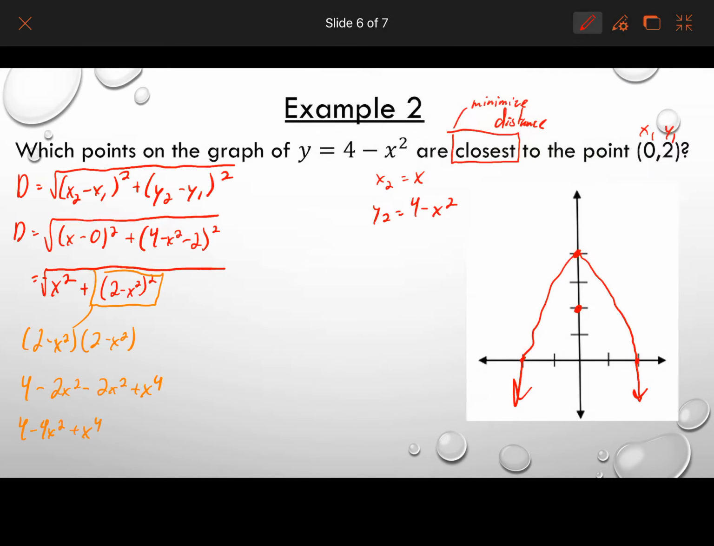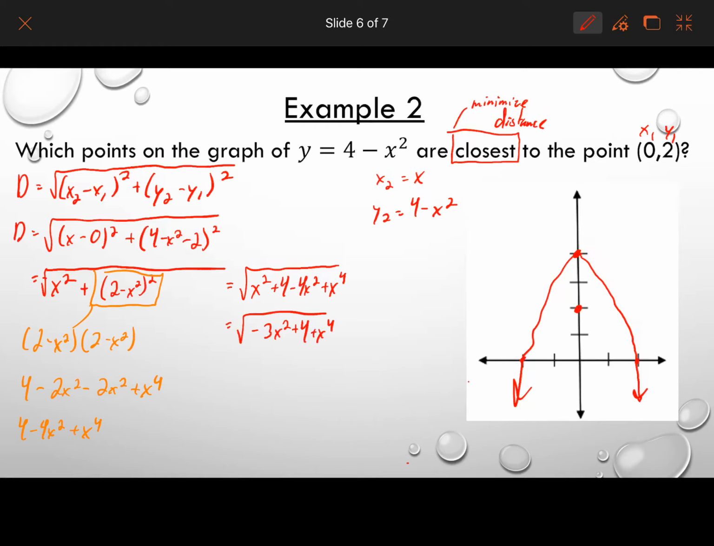I can rewrite it here. So it looks like what we have is the square root of x squared plus 4 minus 4x squared plus x to the fourth. So it looks like we have some like terms here, x squared minus 4x squared, so 1x squared minus 4x squared, so that's negative 3x squared. So square root of x to the fourth minus 3x squared plus 4. Okay, so that's as much simplifying as we can do.